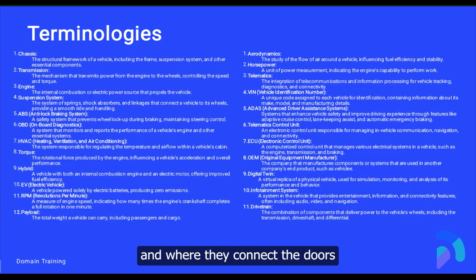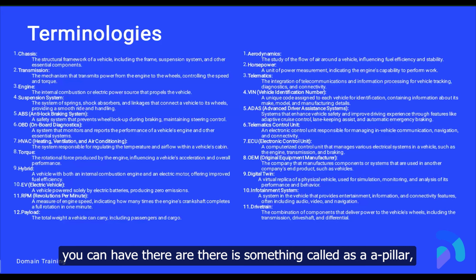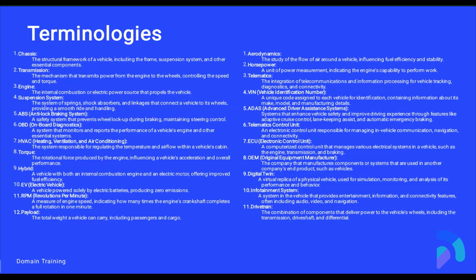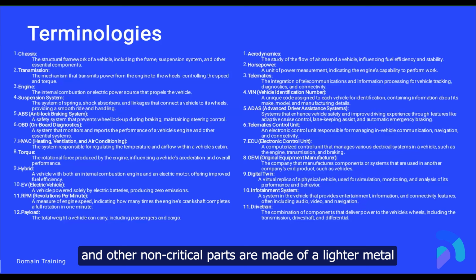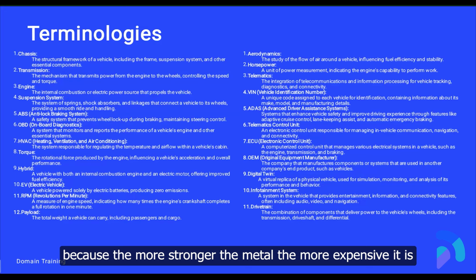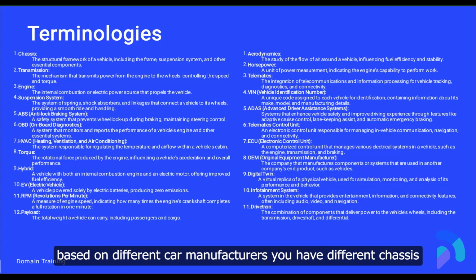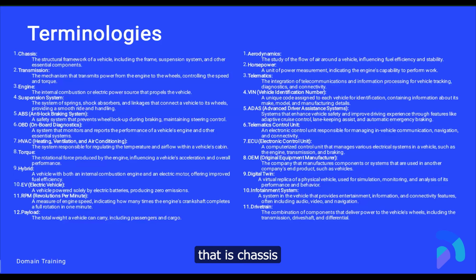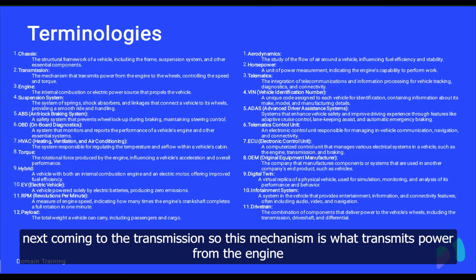So they use very hard kinds of metals. And where they connect the doors, there is something called a B pillar and a C pillar. Those are made from very strong metal to withstand pressure, and other non-critical parts are made of a lighter metal, right? Because the stronger the metal, the more expensive it is. Based on different car manufacturers, you have different chassis made of different strengths of materials. That is the chassis.